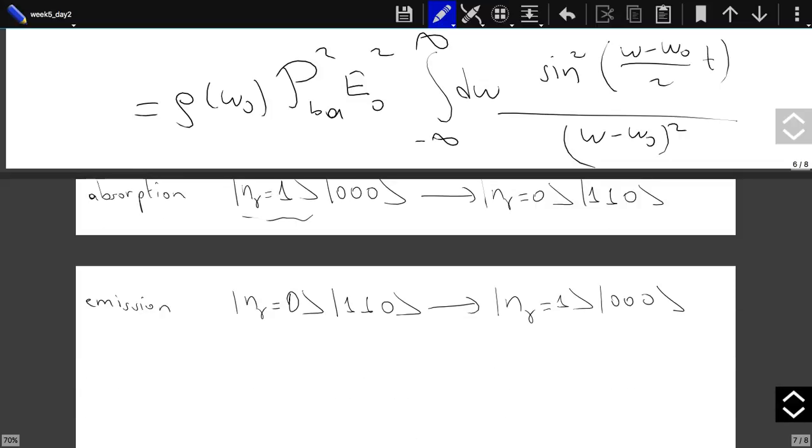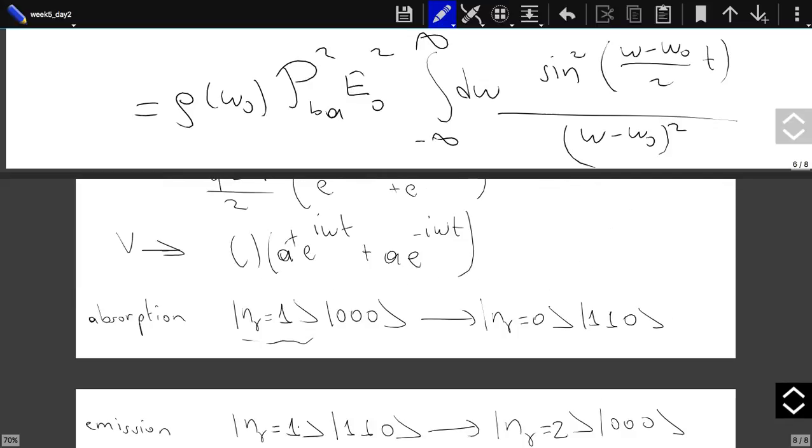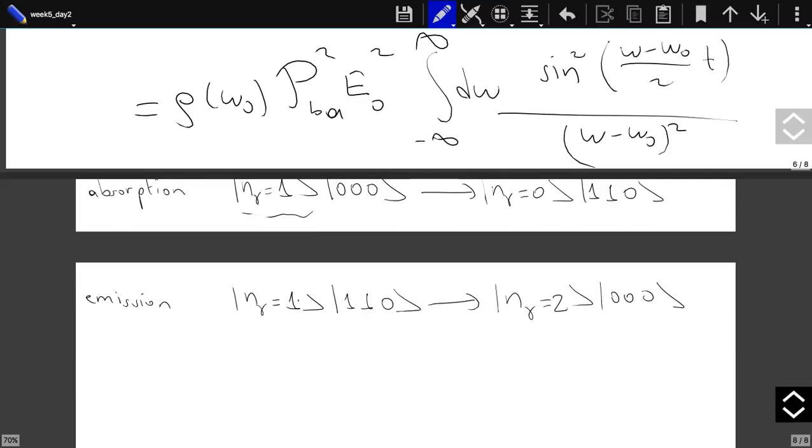Well, no, this emission is not this one actually, but we start from 1. 1 to 2. Yeah, 1 to 2. We send the photon. The other one is the 0 to 1, the other process here, I guess. Now that is the spontaneous one: N gamma 0, 1, 1, 0 to N gamma 1, 0, 0, 0.